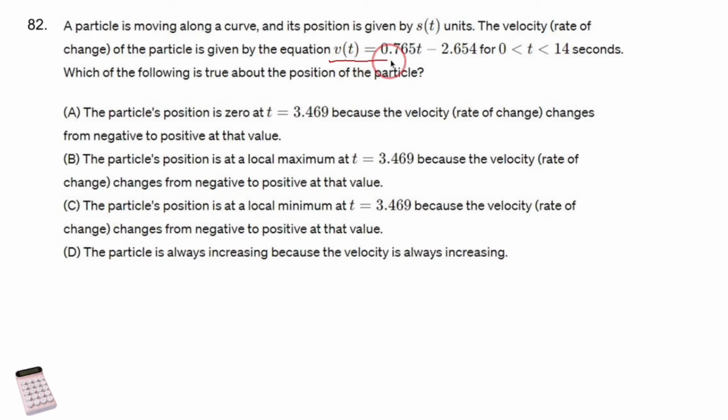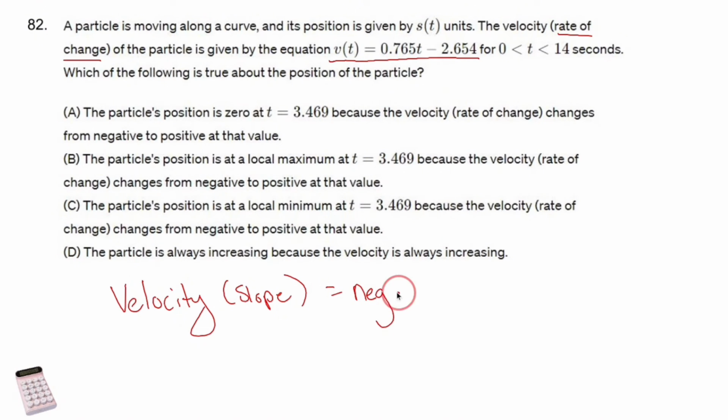It's giving you the velocity function, right? Now, the velocity of a particle is also its rate of change, also its slope. So we have to understand that if the velocity, also known as the rate of change, also known as the slope, is negative, that means its position has a negative slope and its position is going down.